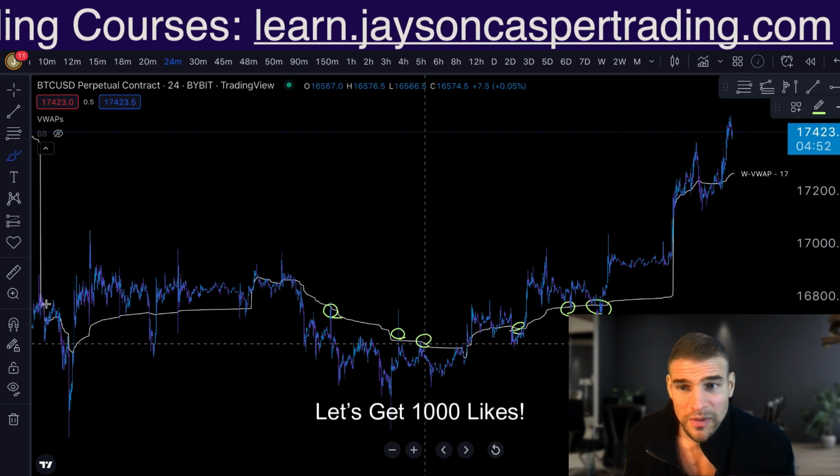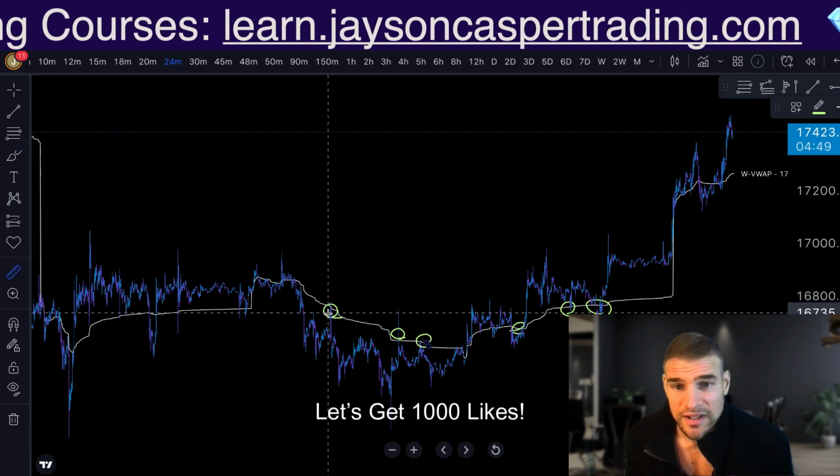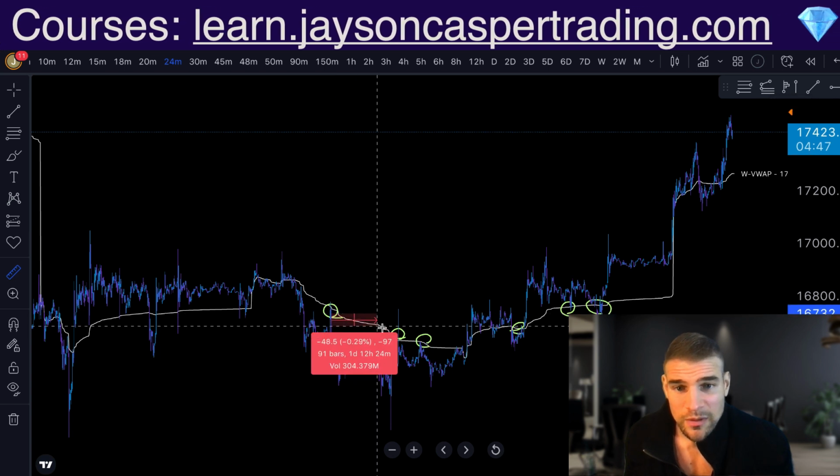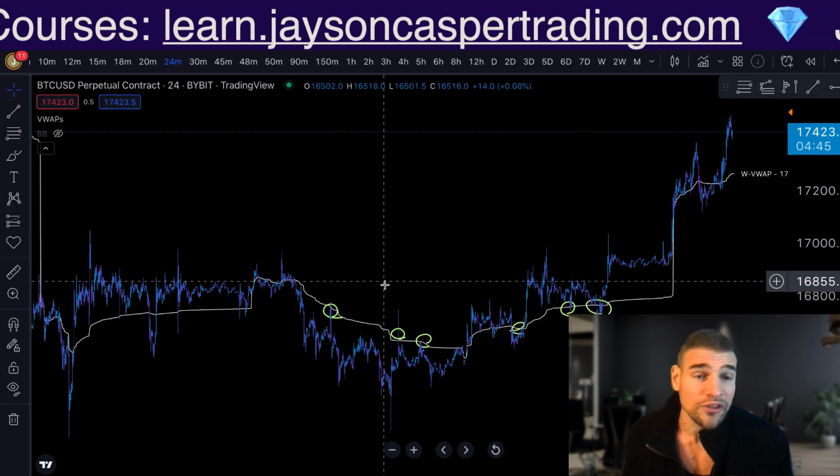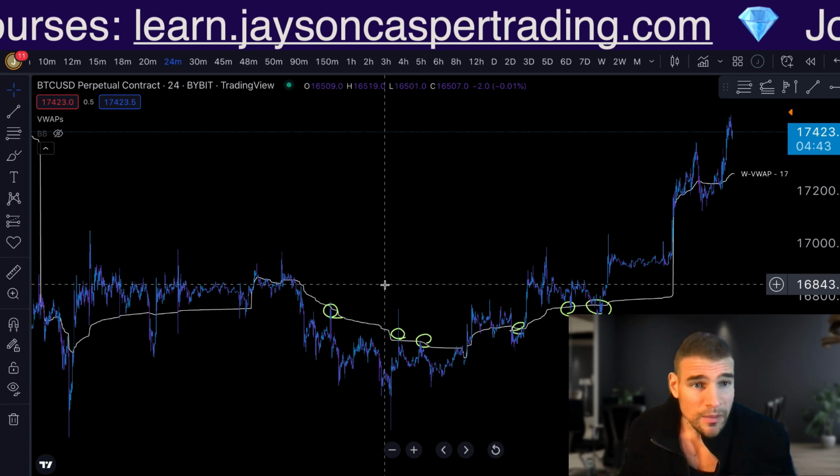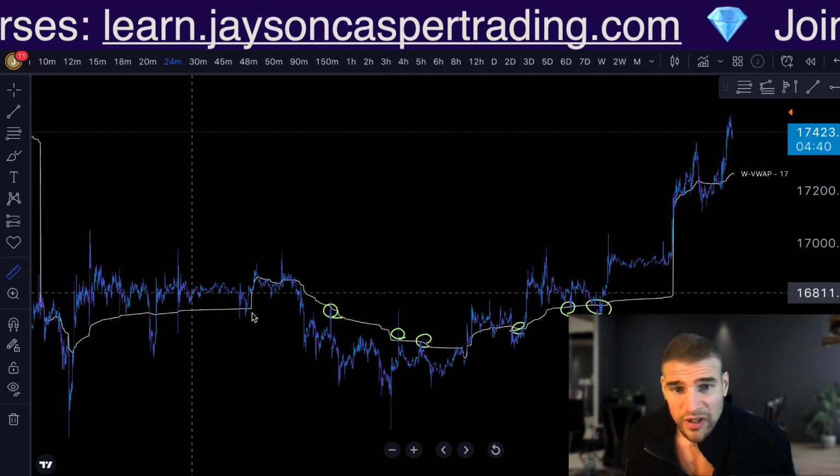Now, this is the 24-minute time frame. So if we're looking to take shorts, let's say at the weekly VWAP, we can see we would be holding this position for about 2 days. So this is in between a day trade and a swing trade when we're using the weekly VWAP.